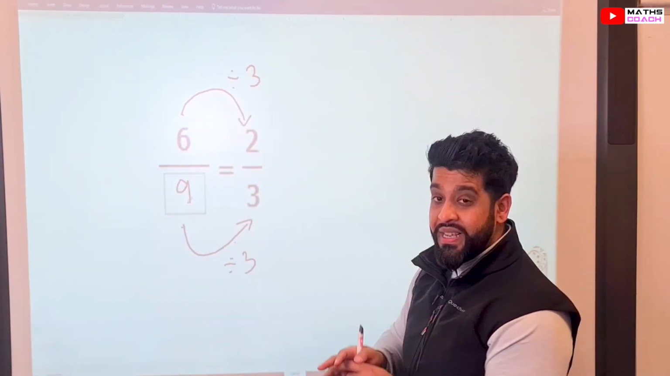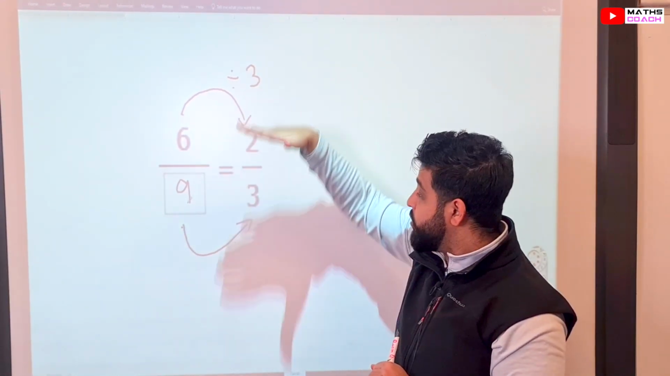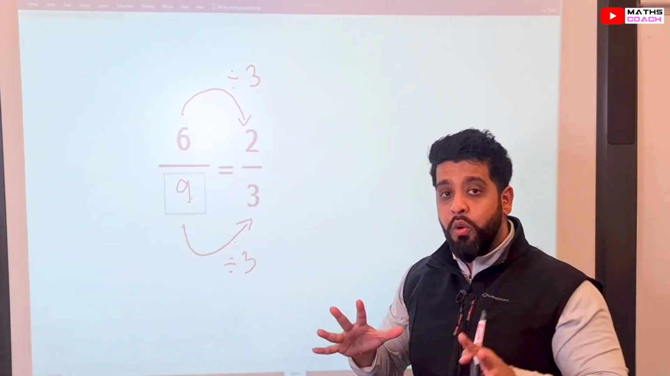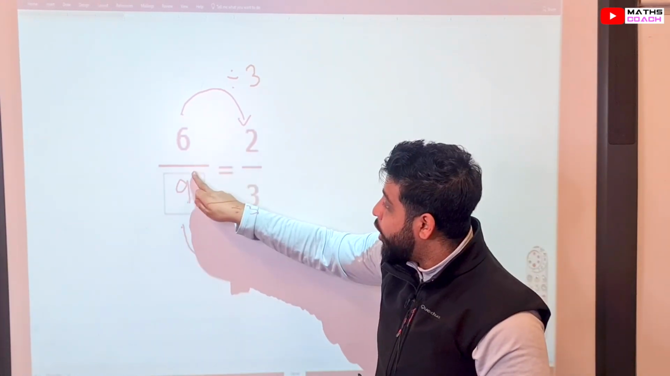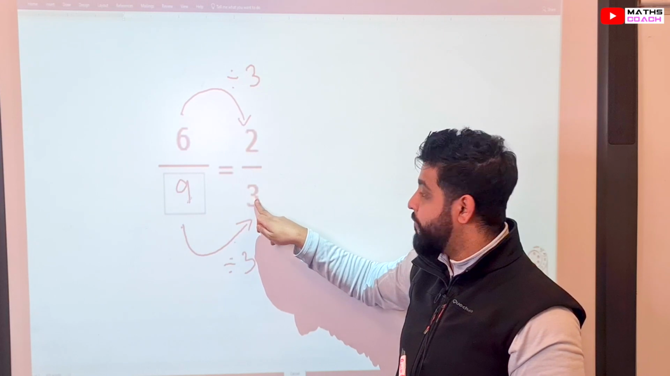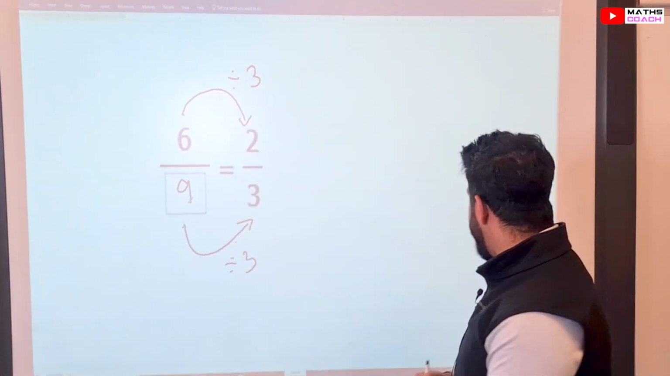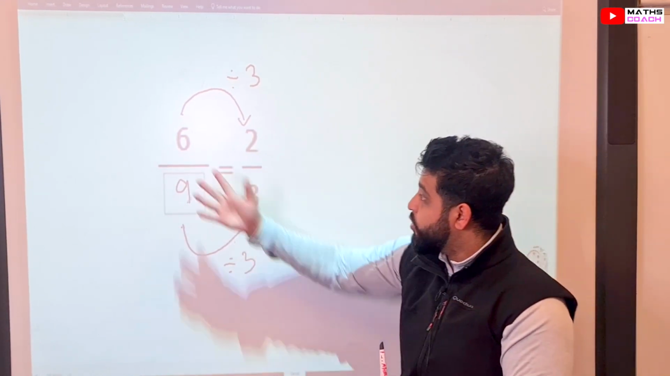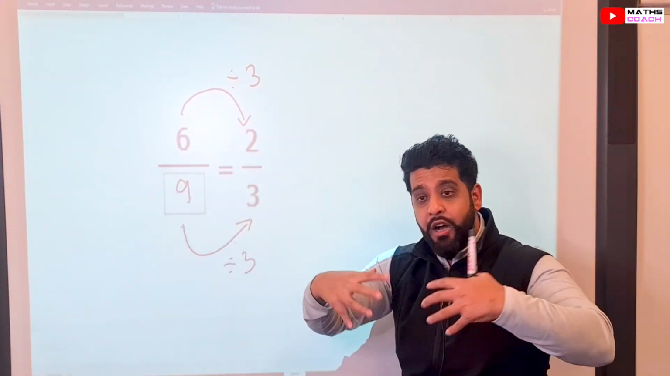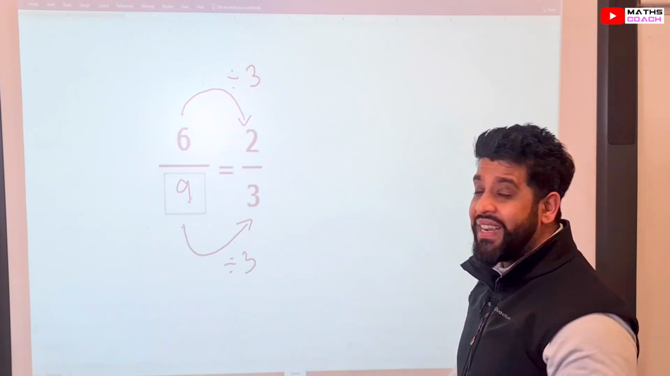It's really, really important, and I want to stress this to you, that whatever you do to the top, you must do to the bottom. So in conclusion, 6 over 9 is the equivalent fraction for 2 over 3. This is also known as simplifying a fraction, but we can work in many ways. Sometimes you may be asked to go down and simplify or cancel down a fraction, which is what we've done here. Other times you may just be asked to find an equivalent fraction.